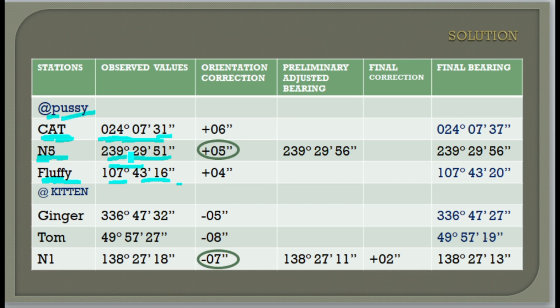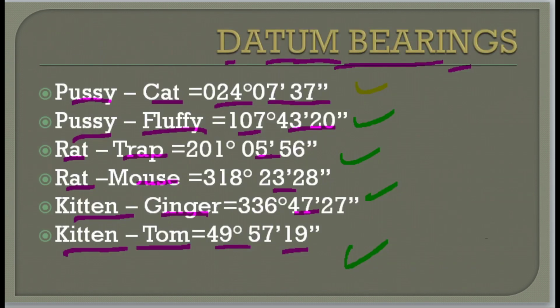After having done that, after writing all the observed values, you move to our last column, the final bearings. And as we had seen here, we have the Pussy to the Cat, and our Pussy to the Cat datum bearings, which were our correct datum bearings, that is 24.